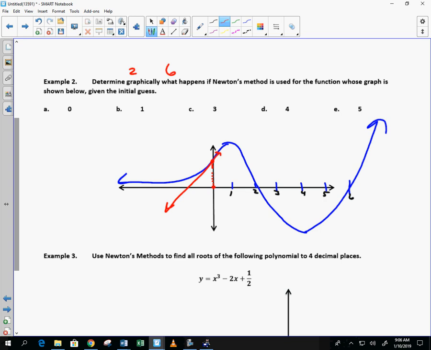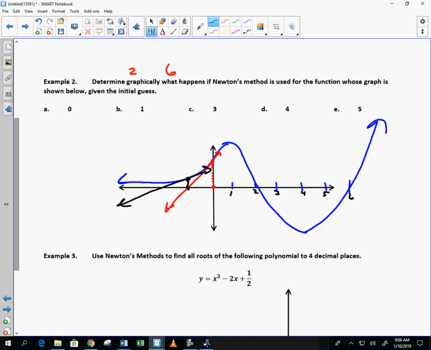Do we all agree there? It only crosses at 2 and 6. So this x-intercept here, did that bring me closer to 2 or further away? It brought me further away. Well, maybe it'll bring me back close in the long run. Let's try again. So let's plug this point in here and see what happens.